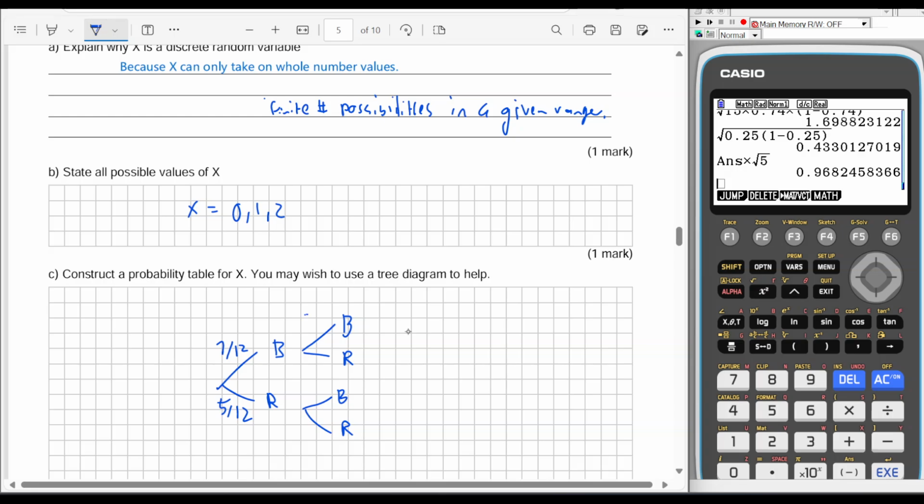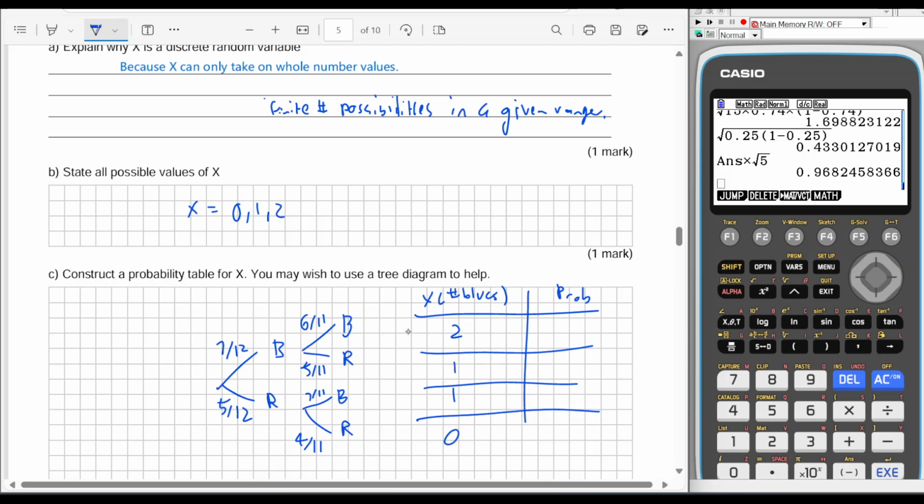And then we've used a blue, so there's now 6 out of 11. Red, so it'd still be 5, so 5 out of 11. If we go down the red path here, though, we've used a red, so there's only going to be 4 out of 11 there. And then the other one must be 7 out of 11, because there's still 7 blues. X is the number of blues, and we want the probability out of that. So on this top branch, you've got 2, and then 1, and then 1, and then none. And they correspond to each branch there.